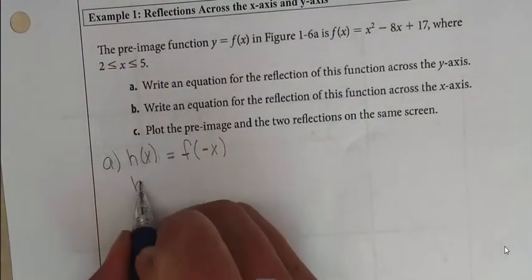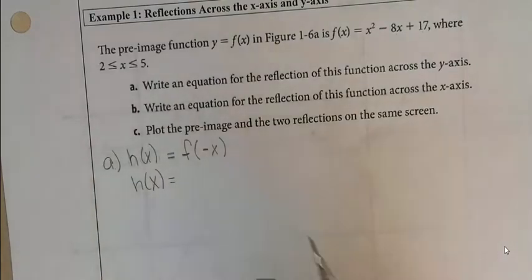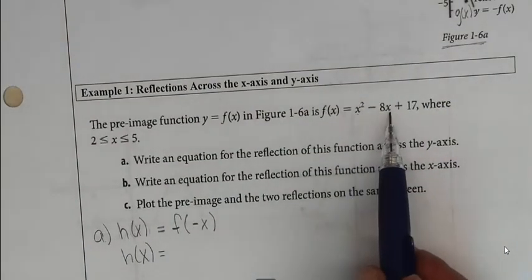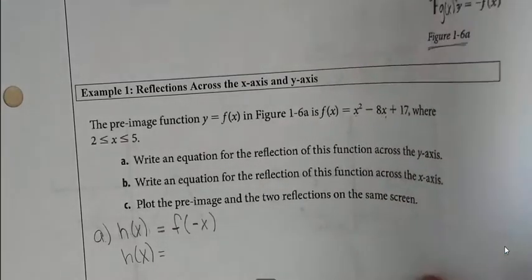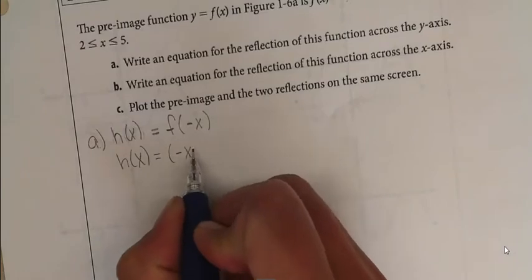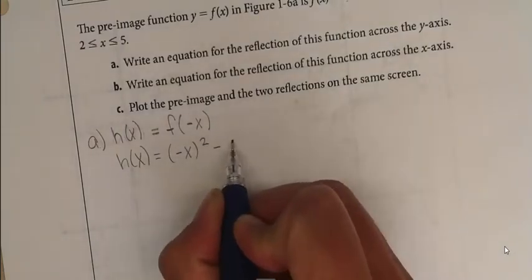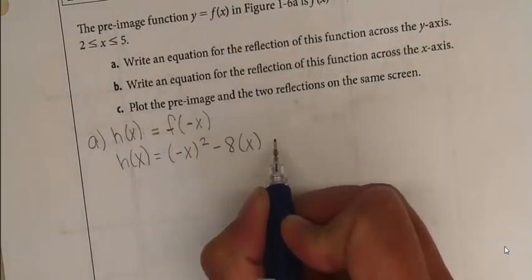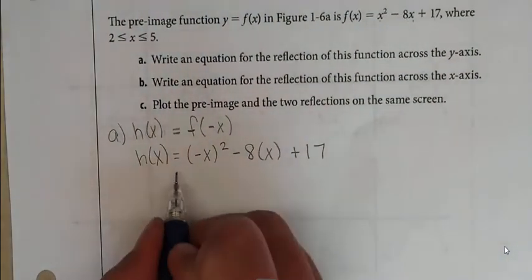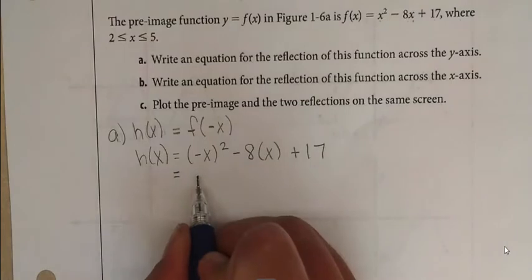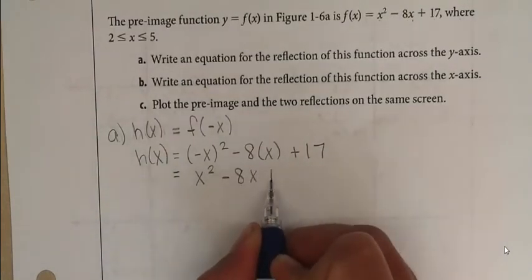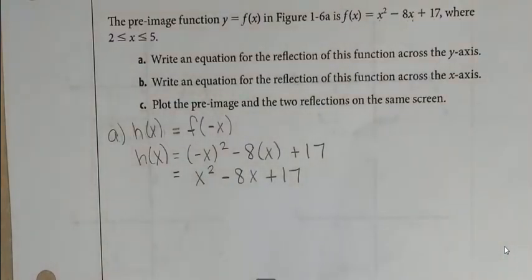So then what does h of x really look like? Every time that I see one of these inputs, x, I'm going to do the opposite of that. I'm going to replace it with a negative. So I have negative x, that's getting squared, minus 8 times negative x, plus 17. There's no input to put with that one. Simplifying, this gives us x squared plus 8x plus 17.